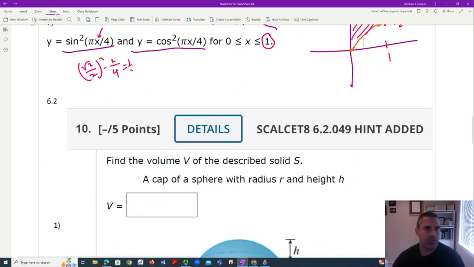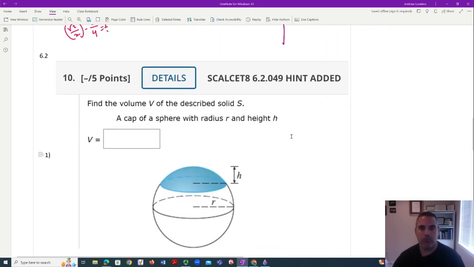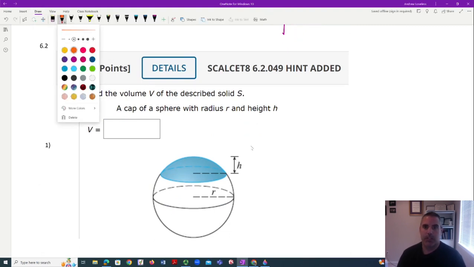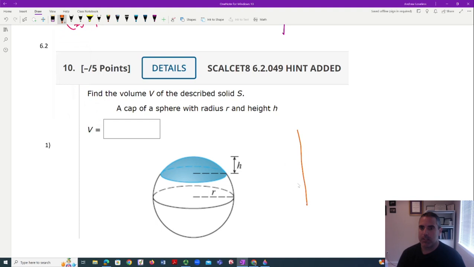Now when you get to section 6.2, you're going to have some questions like this. And this is what I was thinking about when I thought I better mention the half circles. Because in order to do this problem, and more on this in the days to come, you're going to need to be working with this half circle. And then we're going to rotate it around.